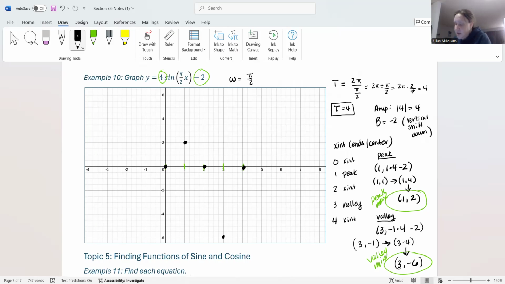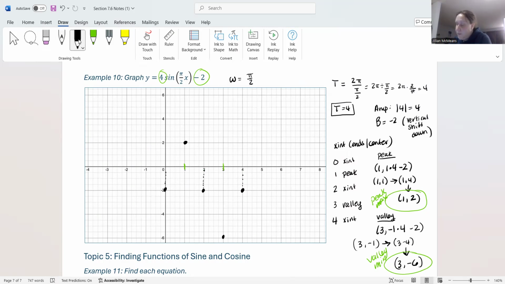This x-intercept, we need to scoot it down here. This x-intercept needs to scoot down here, and this x-intercept needs to scoot down here. So all of those points shift down 2. So as not to confuse, let's scoot those and that one.